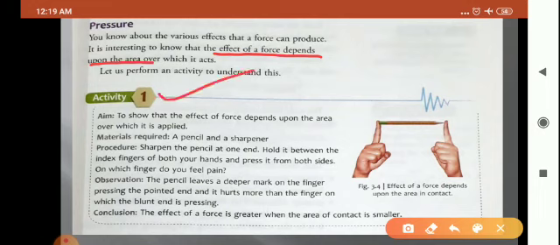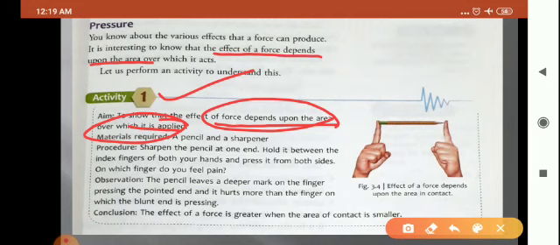Now what is this activity 1? Activity 1 will show the effect of force depends upon the area over which it is applied. Means we are going to study how this force depends upon the area over which it is applied. Okay. Now for this purpose what you have to do? We have to take a pencil. Okay. And just see this diagram.